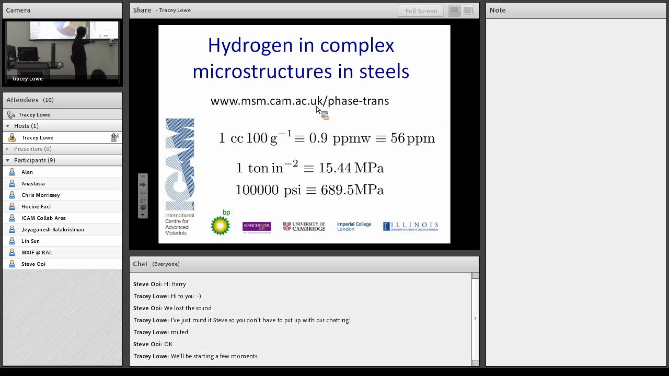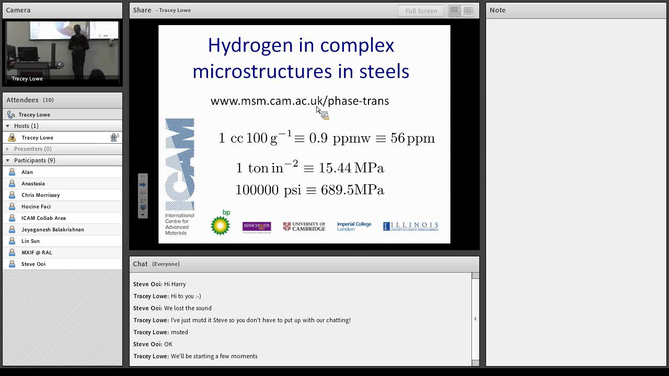And I thought I would begin by summarizing units, because remember, we are working in an international environment. Often you see units of hydrogen in steel quoted as centimeters cubed per gram, or parts per million by weight, or parts per million of atoms in the whole assembly of atoms. And similarly, we often talk about PSI, pounds per square inch. So this is the conversion unit between pounds per square inch and megapascals.